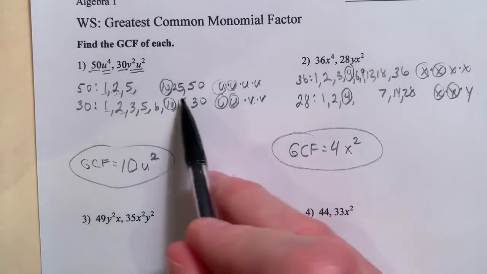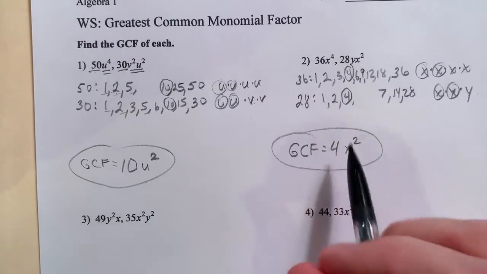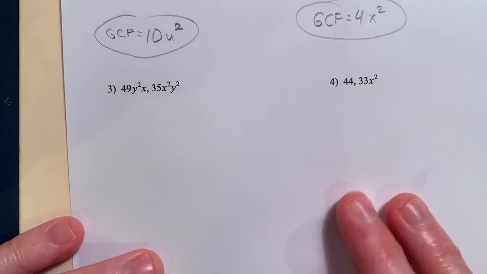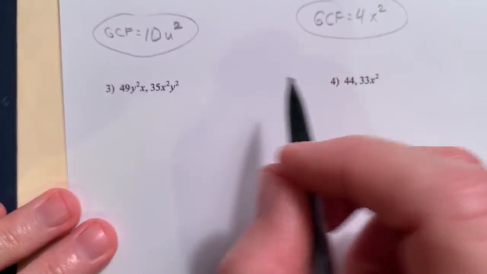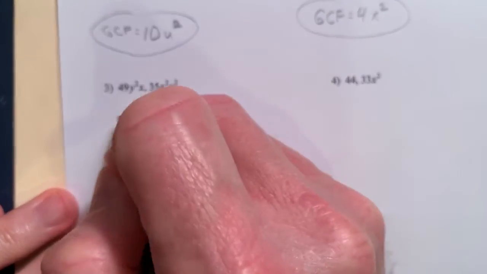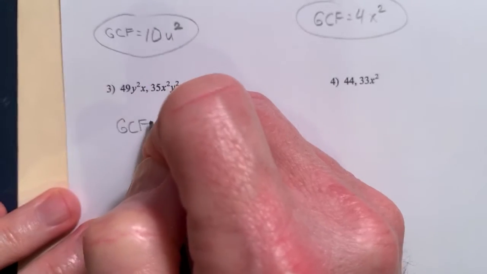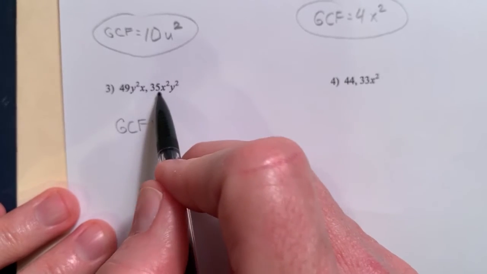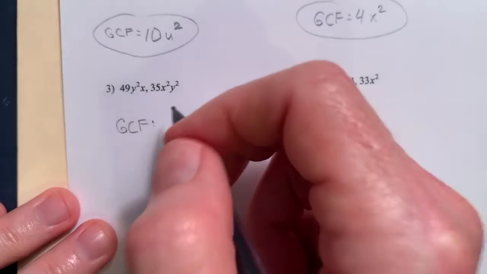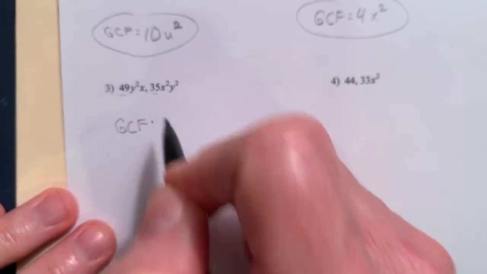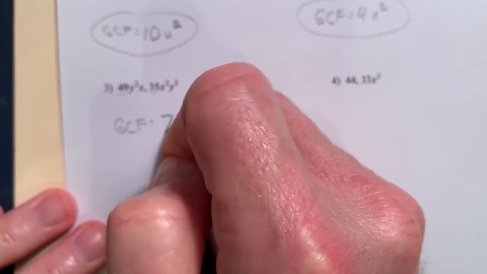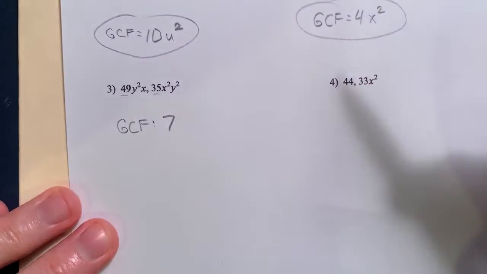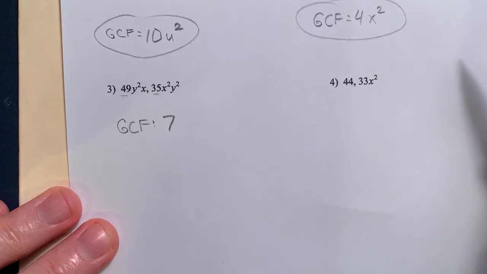Now, I'm not forcing you to write all this out, but I think it's a good idea, especially if you're just kind of getting the hang of it. Like on 3 and 4, we'll do it without all of that. We'll just think about it. I'm thinking of factors of 49. Okay, so I know 7, and I'm thinking of factors of 35. 7 again, okay? So 7, I happen to know, is the largest numerical factor of these two. Again, if you don't know where I'm coming up with it, just go like we did in examples 1 and 2. It takes a little bit longer, but you'll be okay.